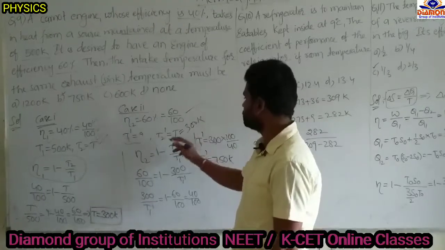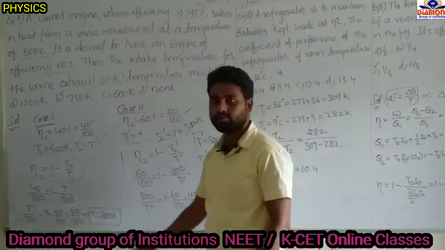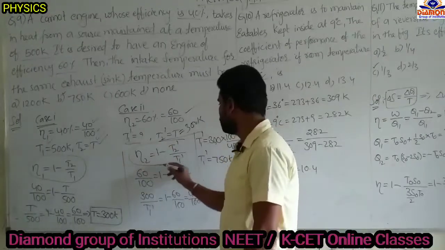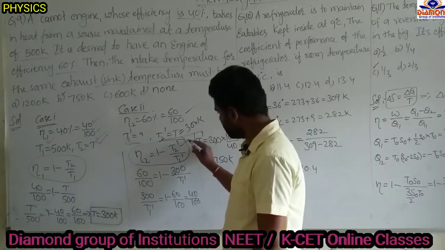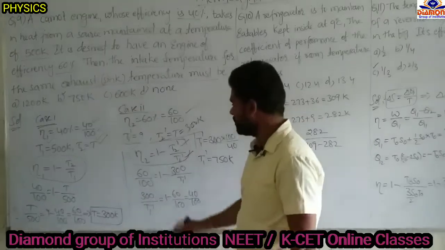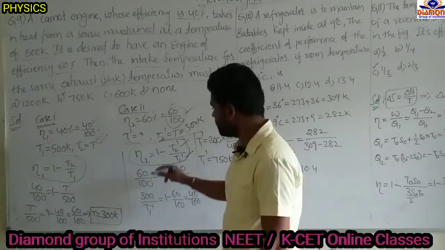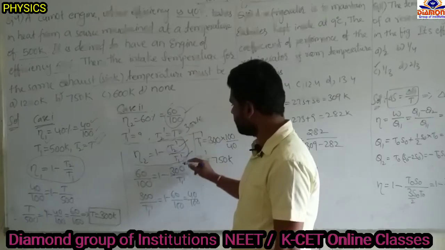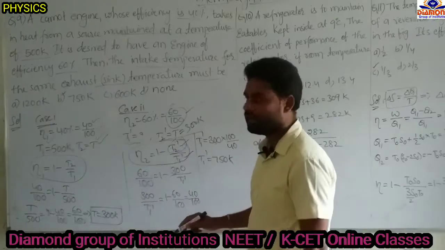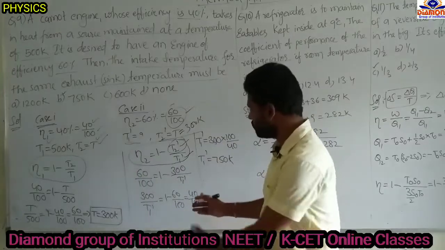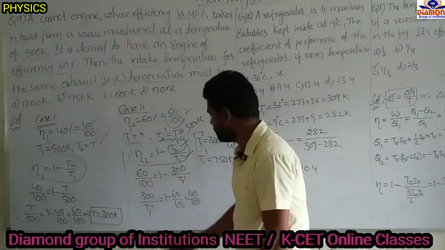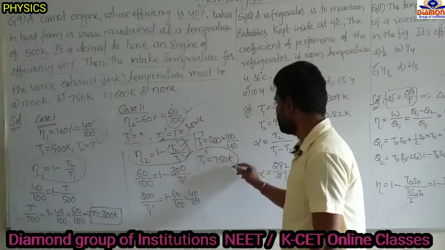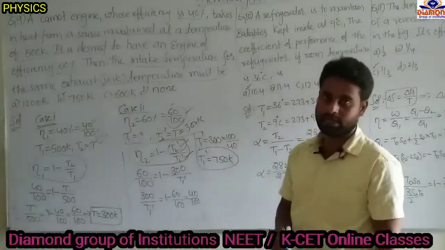And the sink temperature we found already. In both cases the sink temperature is the same. Same formula: eta equals 1 minus sink temperature by source temperature. Eta in the second case is 60 by 100, equals 1 minus the sink temperature we found already, 300 by T1 dash. Intake temperature we have to find in the second case. Now simplify it: 300 by T1 dash goes to that side, 60 by 100 goes to this side, and we will get the T1 dash value as 750 Kelvin.